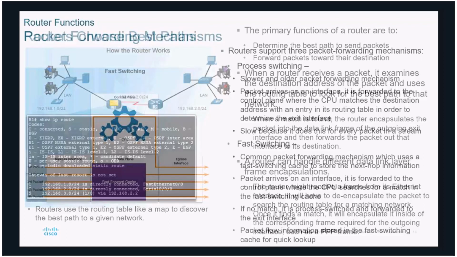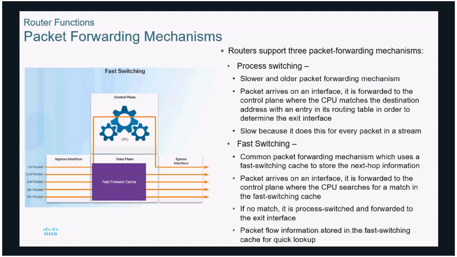Now, the actual way it's called forwarding, the mechanism for moving stuff on. There are different types of forwarding mechanisms, and there are 3 different mechanisms you need to understand. So just understand the difference between these 3. One is called process switching, the slower and older version of packet forwarding.